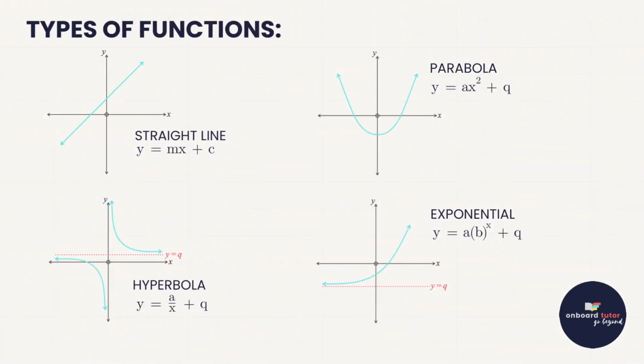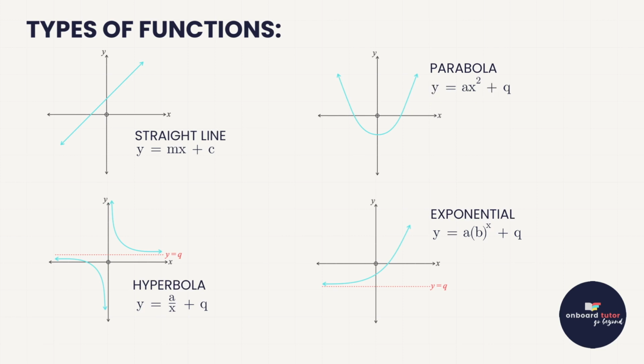Grade 10s, we have made it to the end of algebraic functions, and these are all the different functions that you need to have a good understanding of. So the straight line graph has got the equation y equals mx plus c. M tells us about the gradient, and c the y-intercept.